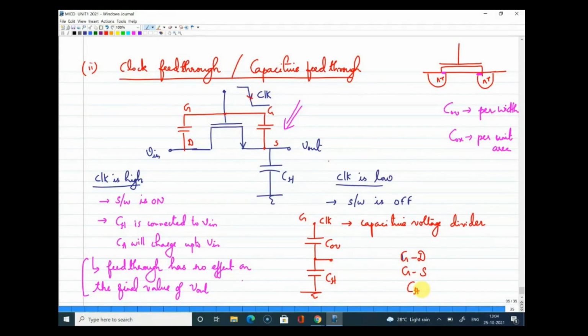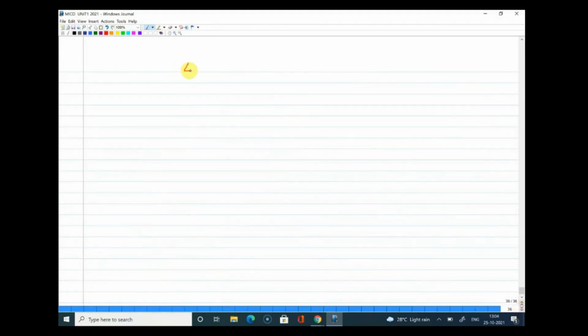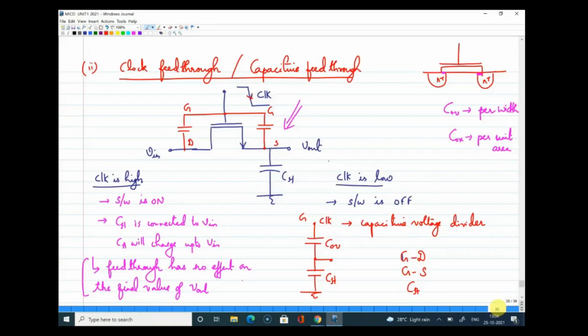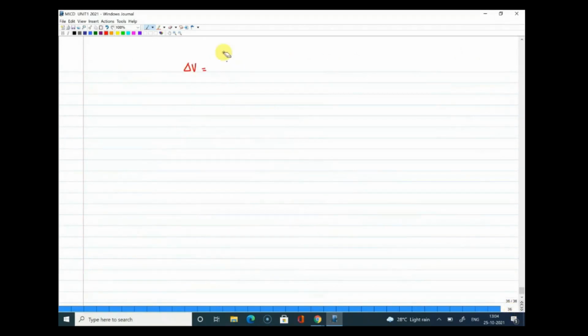How will you write that voltage, delta V? Again, this is a small voltage which is coming to the whole capacitor. Let me write this as VDD. VDD is actually the clock voltage, so I'll write it as V clock for us to identify. The delta V voltage will be through the capacitive voltage division. So V clock will come as the overlap capacitance COV divided by COV plus CH. Roughly, if you write this, what is this basically?